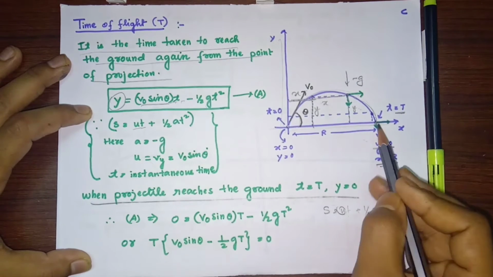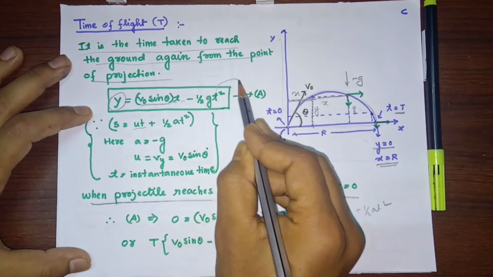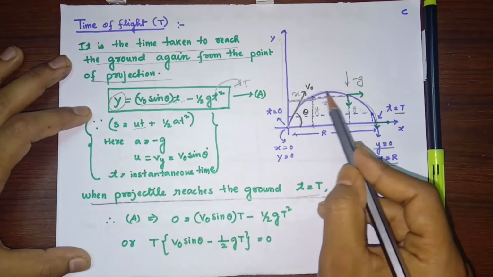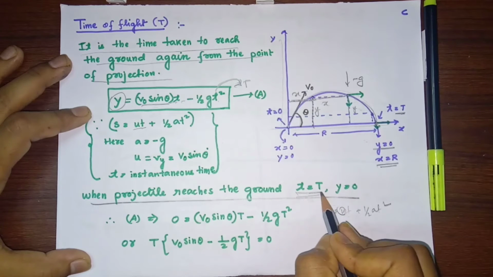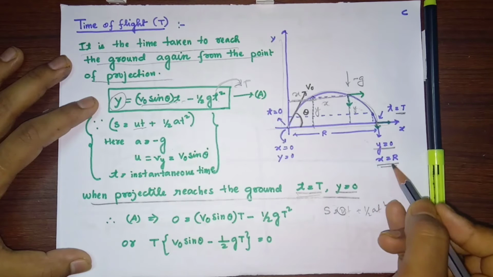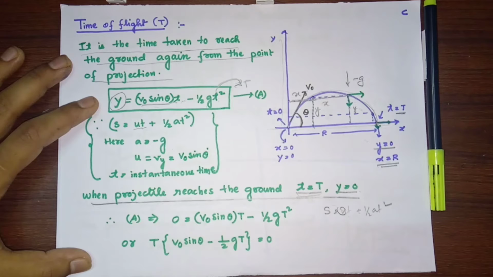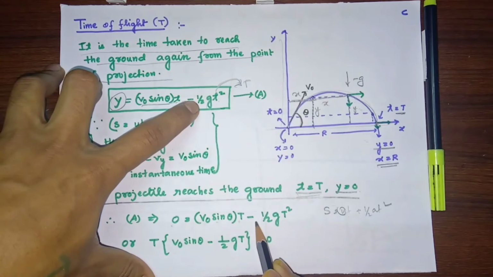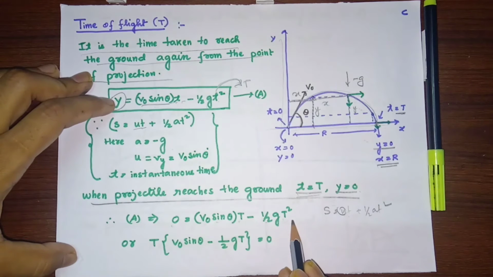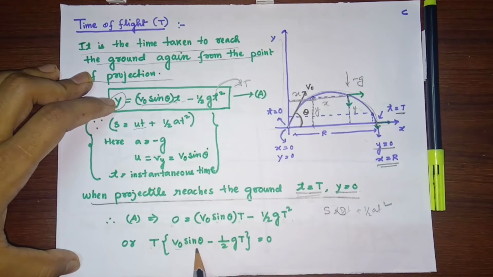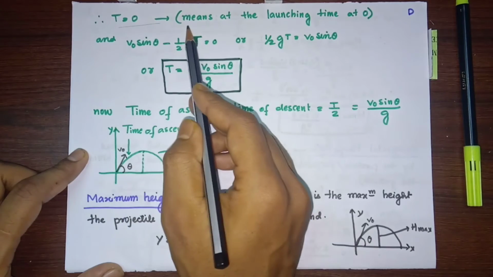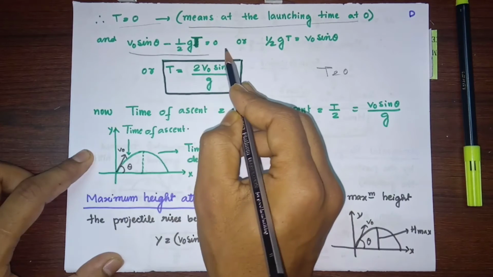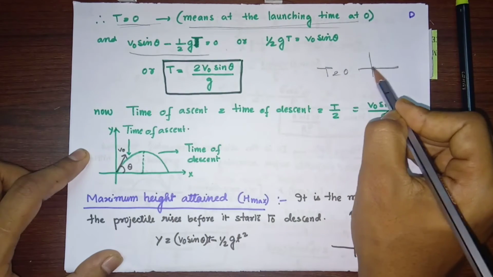Now for the time of flight, small t is equal to capital T, and y is equal to 0 at the time of flight, because at that point the particle reaches the ground. Putting these into equation A, y equal to 0 gives v naught sin theta into capital T minus half g capital T whole square. If we take T as common, it is T times v naught sin theta minus half g T equal to 0. Now there are two solutions. One is T equal to 0, at the launching time, the point of projection. The next one is v naught sin theta minus half g T equal to 0.